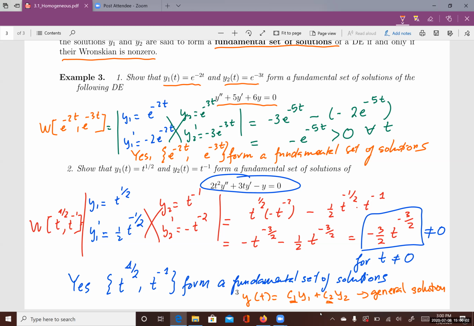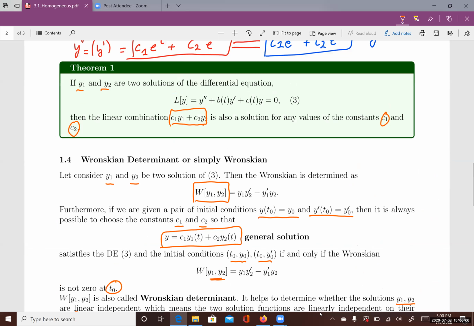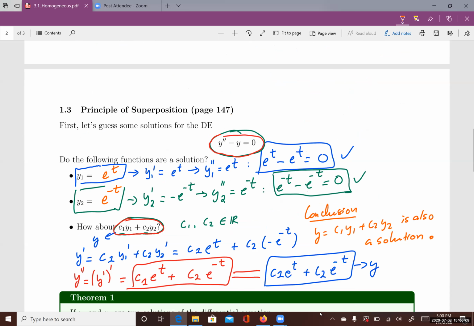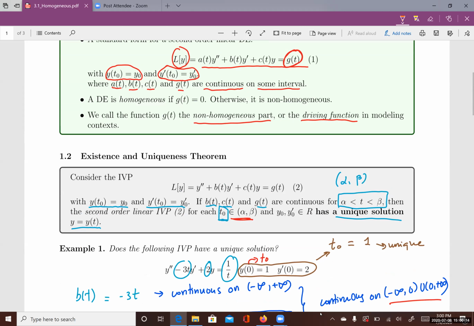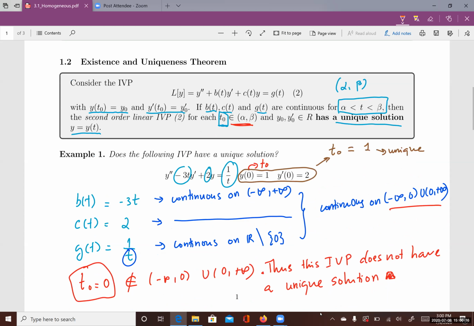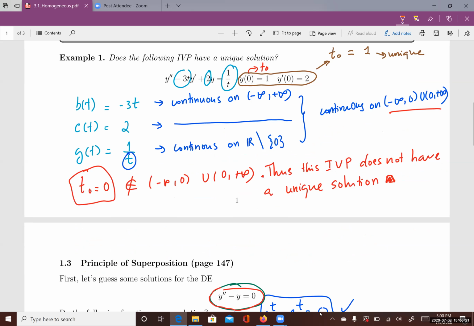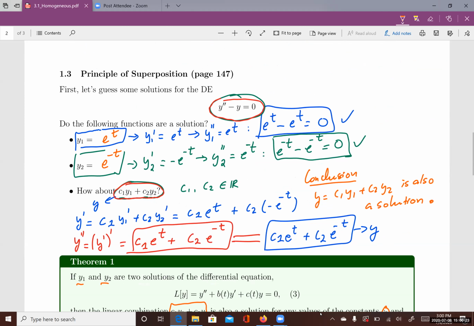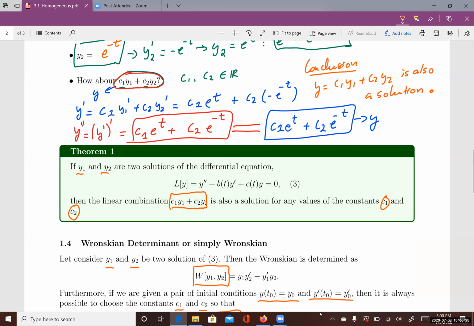All right, so this lecture again introduces second order differential equations. It introduces the general form of second order differential equations. It introduces the existence and uniqueness theorem: how can you determine if an IVP would have a unique solution? And you know that if you find two solutions to a second order differential equation, the linear combination of the two solutions is also a solution, and is often called the general solution.